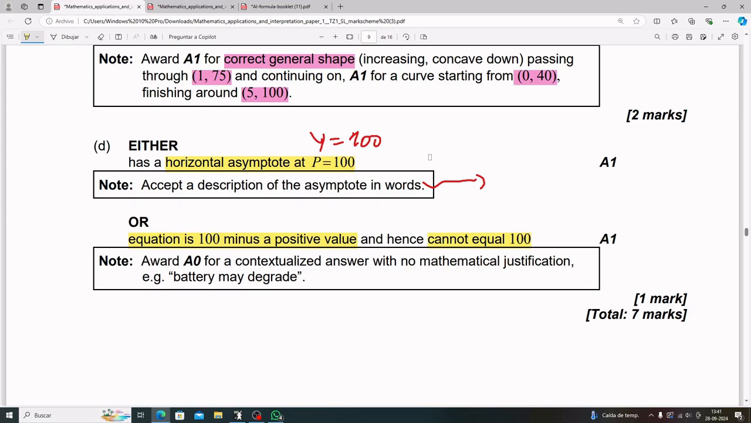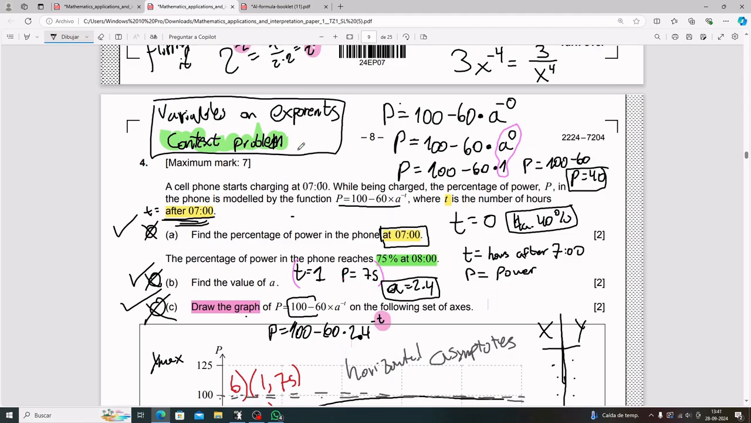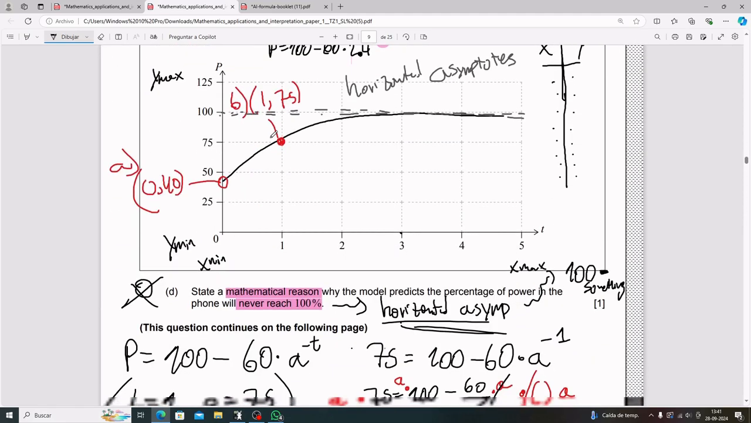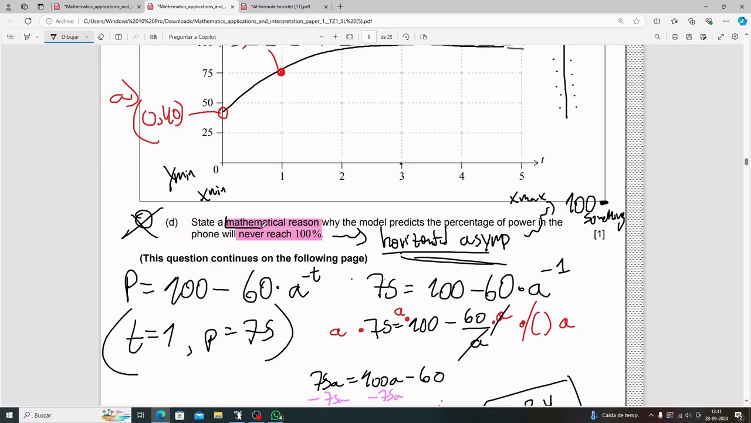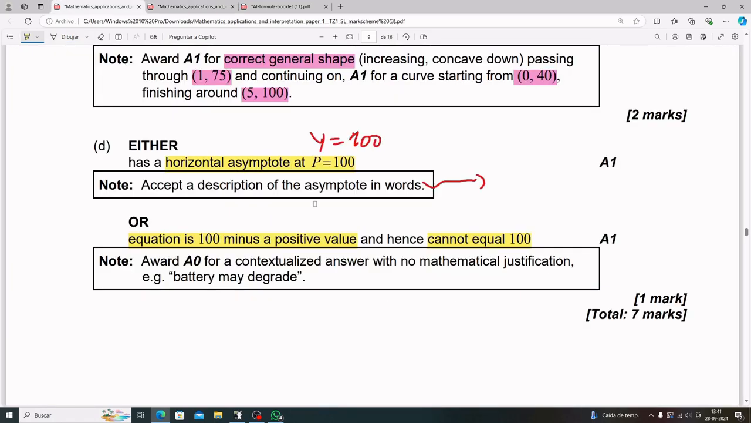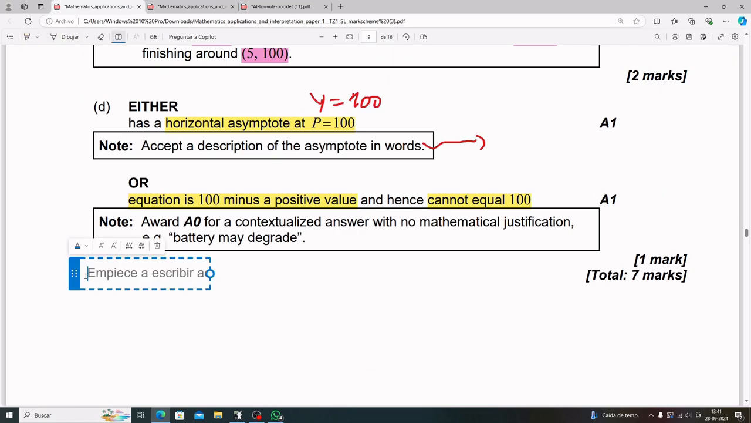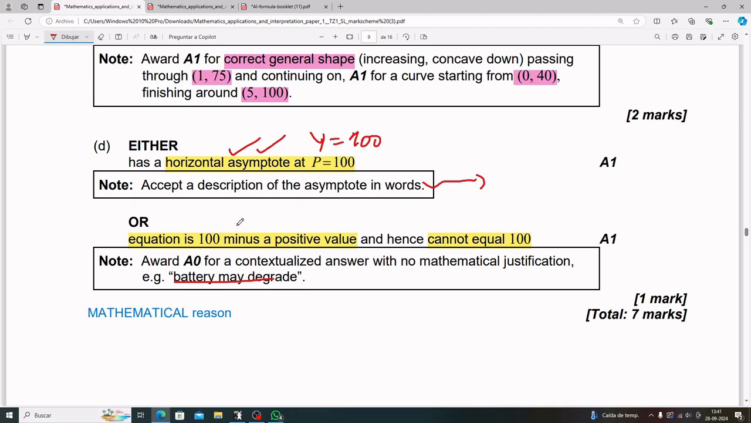It's important, you guys, that for this part, although it's a context problem, they are asking for a mathematical reason. So if your reason is like, IB grader, have you ever met a phone that has more than 100%? That's not a good answer because they're asking for a mathematical reason, okay? You can't say the battery may degrade or the battery can't reach more than 100% because it's not a mathematical reason. Your mathematical reasons are either the asymptote or the 100 minus.